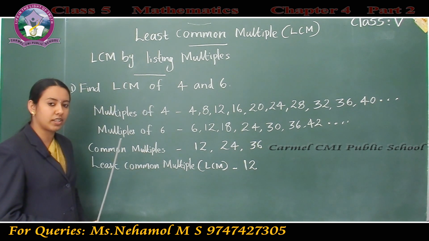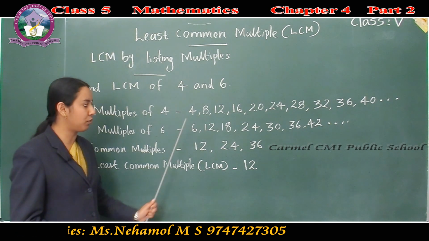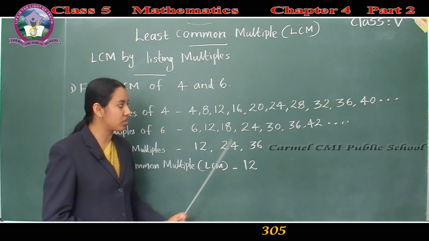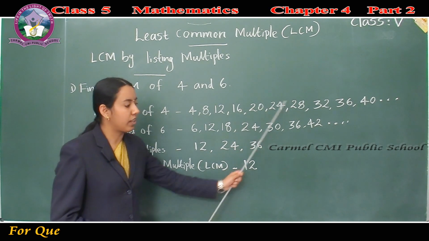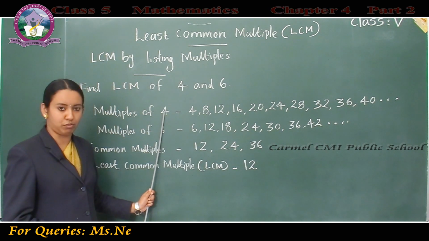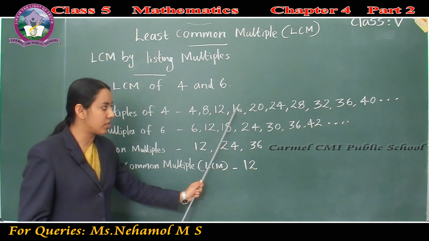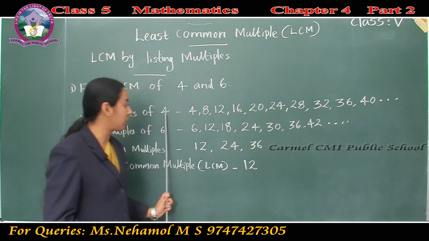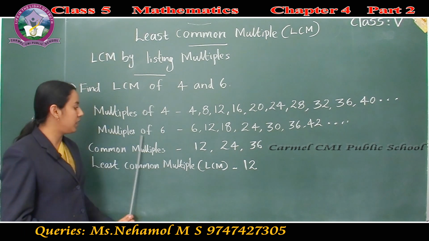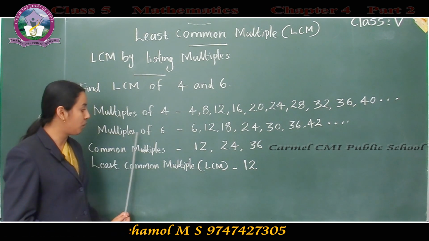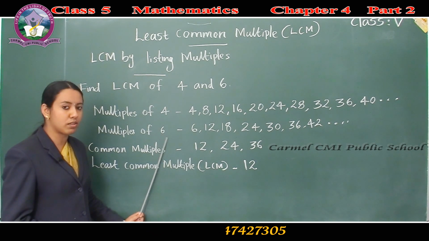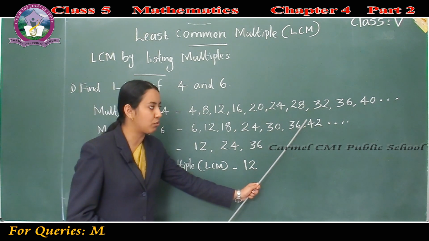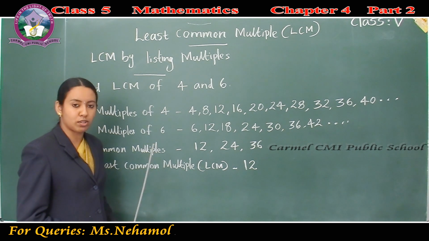Multiples of 4. Which are the multiples of 4? 1 4 is 4, 2 4s are 8, 3 4s are 12, 4 4s are 16, 5 4s are 20, 6 4s are 24, etc. So 4, 8, 12, 16, 20, 24, 28, 32, 36, 40, etc. are the multiples of 4. Then multiples of 6. Second number is 6. Which are the multiples of 6? 6, 12, 18, 24, 30, 36, 42, etc. are the multiples of 6.